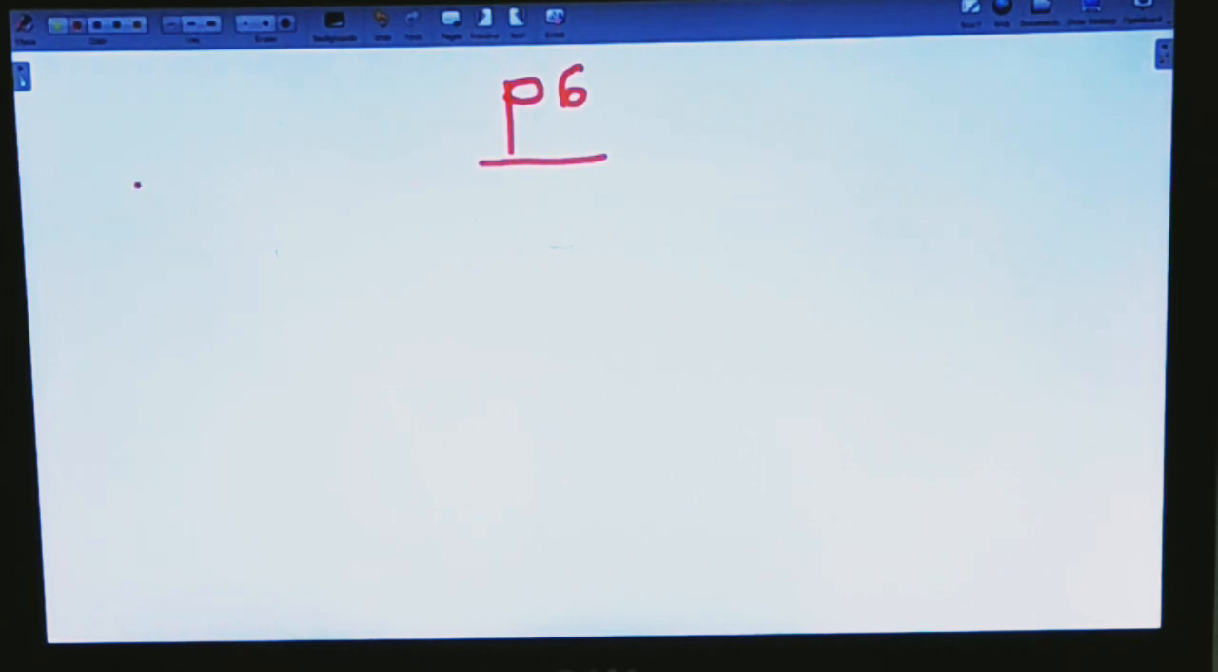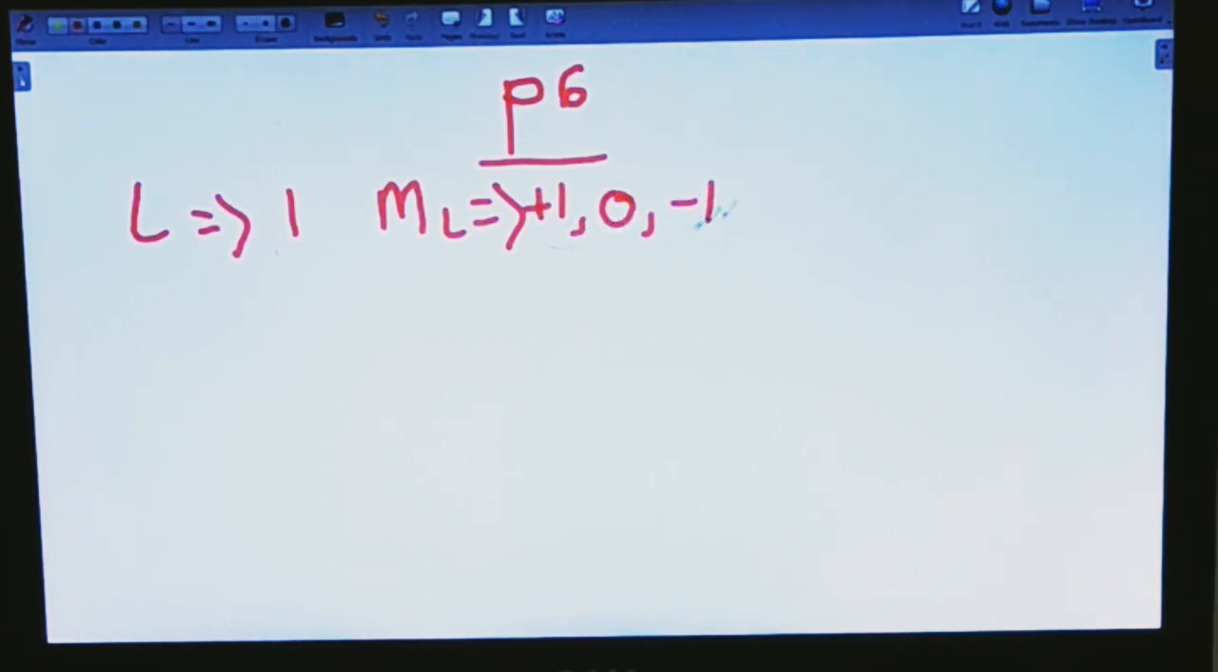The first thing is to write down the angular orbital quantum number, which is 1 for a p orbital. The next thing is to write down the magnetic quantum number, represented by ml, which is +1, 0, and -1. Then the spin quantum number. An electron can spin upwards, +1/2, or downwards, -1/2.